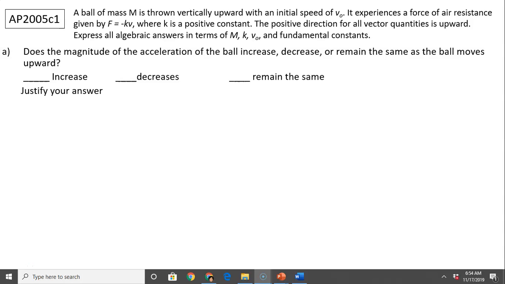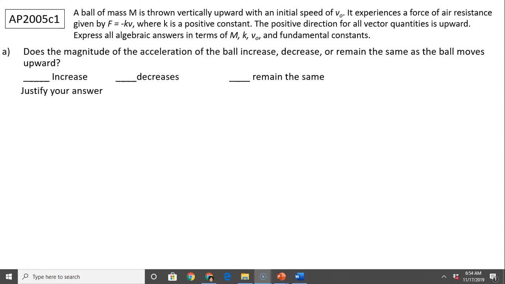Today, let's talk about another example of how to apply Newton's laws to solve problems. This question is from a past AP exam, 2005, number 1. A ball of mass m is thrown vertically upward with an initial velocity of v0. It experiences a force of air resistance given by F equals negative kv. That means the air resistance is always opposite in direction to the velocity, where k is a positive constant. The positive direction for all vector quantities is upward. Express all algebraic answers in terms of m, k, v0, and fundamental constants.